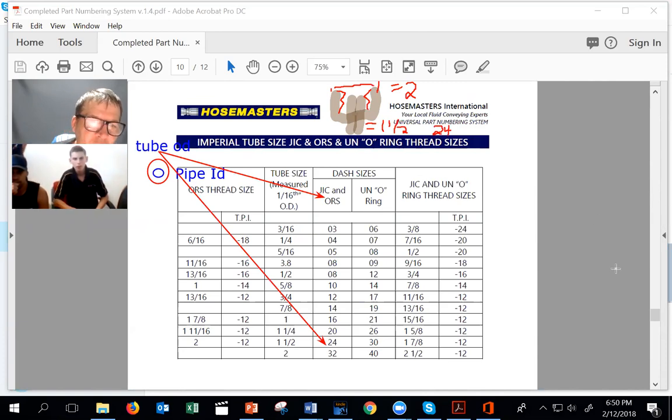But what you've got to see is when you're looking at the ORSF at 1/4 inch dash size, you can see what its measurement is. But if you look at it in JIC, it's different. It's 7/16. So they're different threads and they're different TPIs. Notice one's 20 TPI and one's 18 TPI. And what you've got to be is just aware of that.